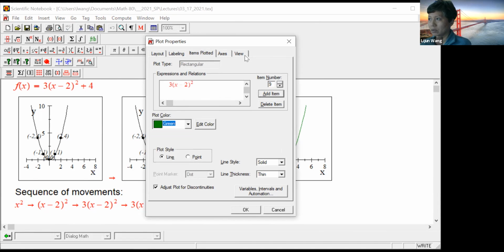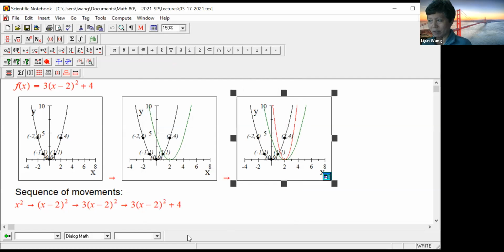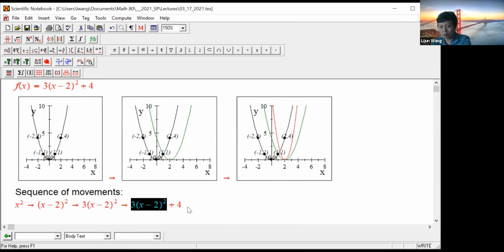What color did I use? I used green. So I'm going to use red. Wider or thinner? Thinner. You see? Thinner. Right? And then the whole thing, add 4.